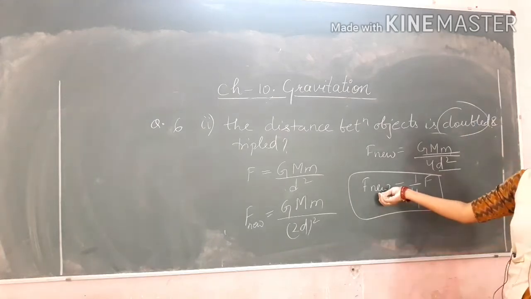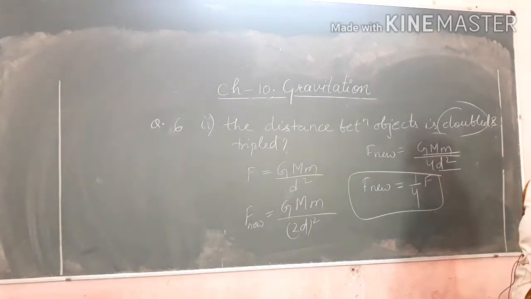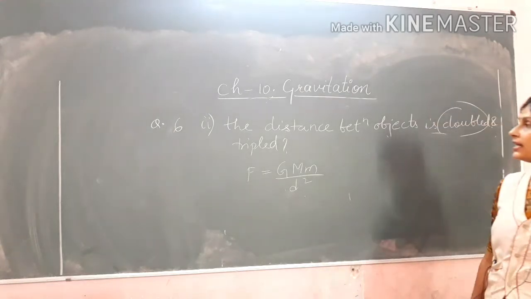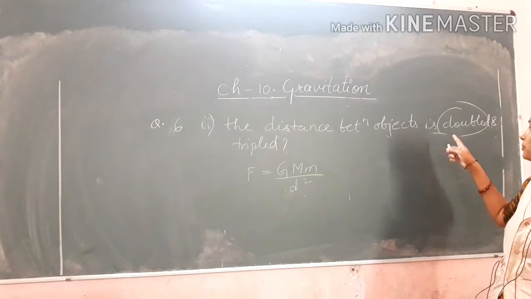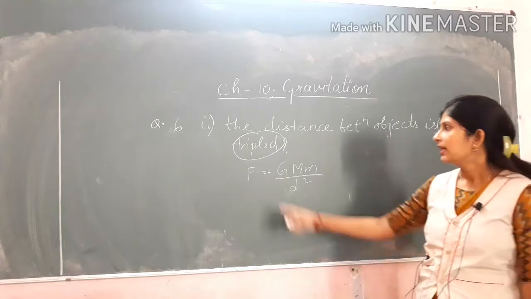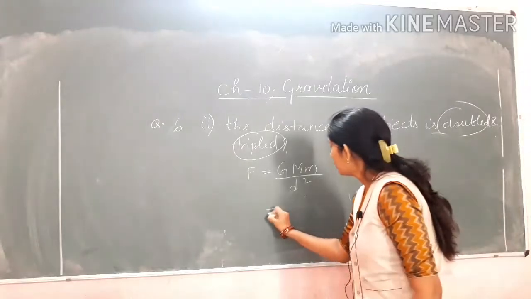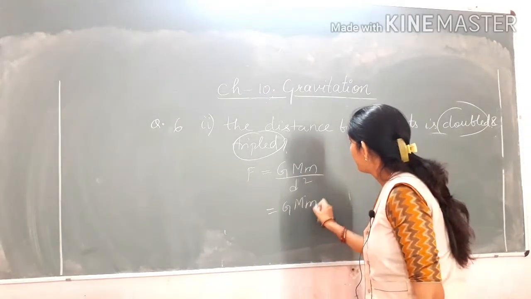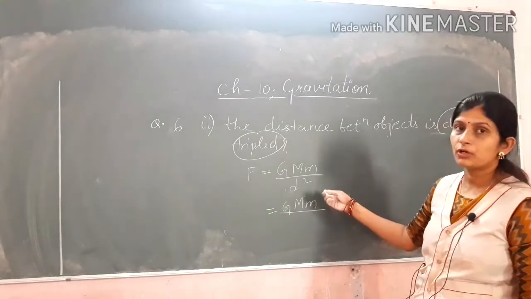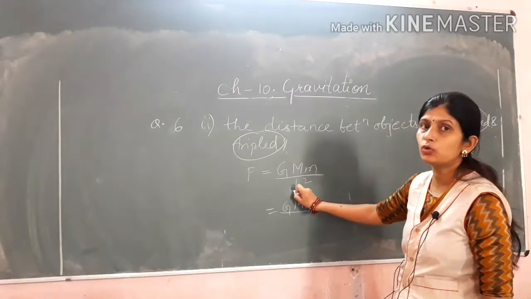So, new gravitational force is 1 upon 4 the old gravitational force. In the second part, it is also asked that if distance between objects is tripled, then what will be the change in gravitational force? Gravitational force F is equal to GMm upon d square. Now, GMm will be written the same because they are constant, upon d square. It is the distance present between the two bodies.